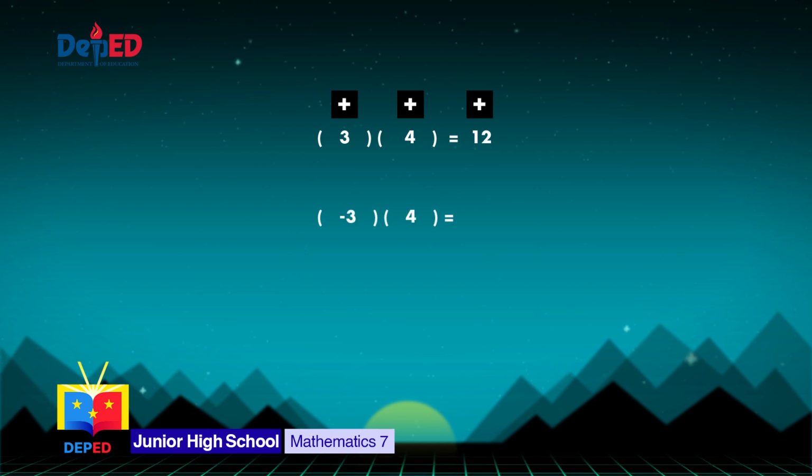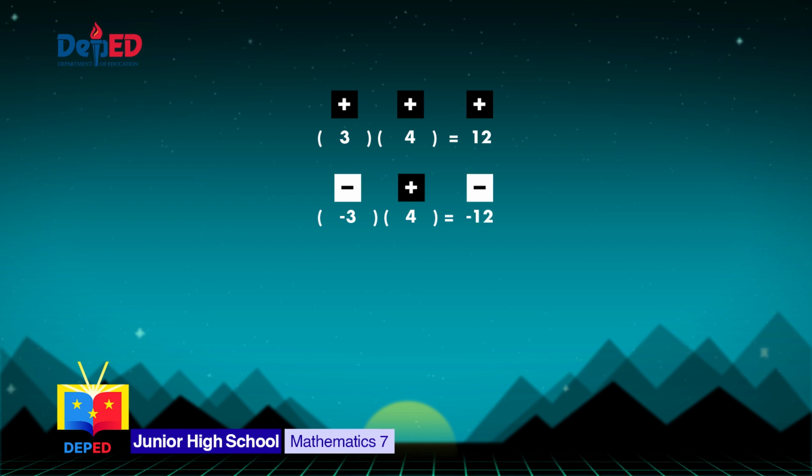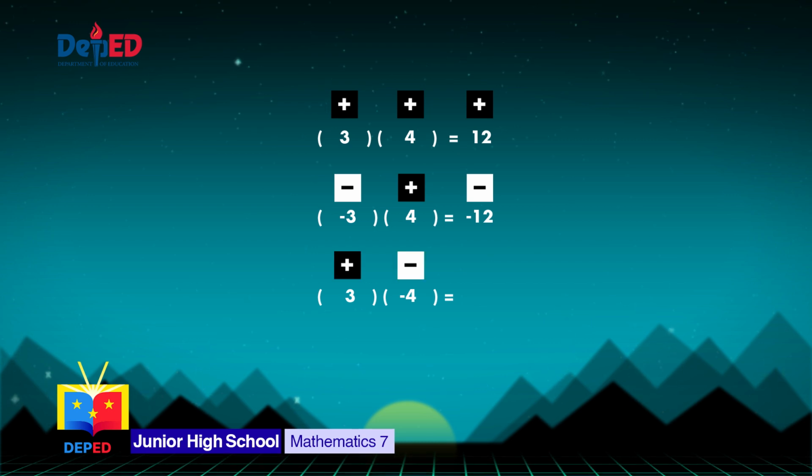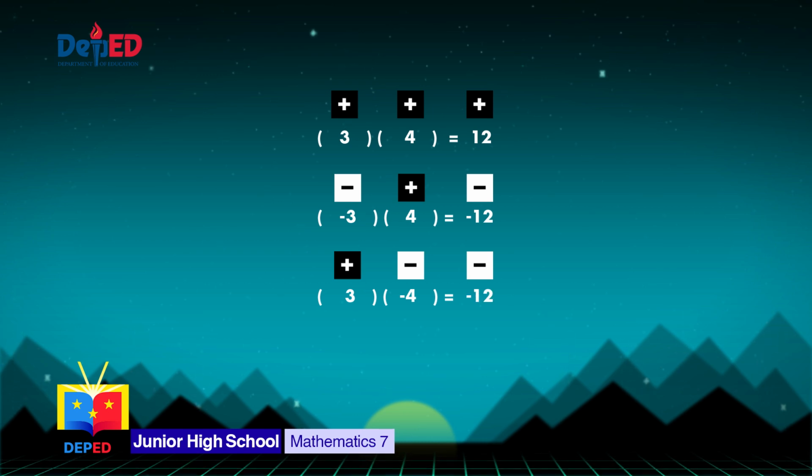How about for the second problem? 3 is negative and 4 is positive. So the product of integers with different signs is negative. Very good. Negative 3 times 4 is equal to negative 12. Next one, 3 is positive and 4 is negative. They have different signs also. So the product is negative. Perfect. 3 times negative 4 is equal to negative 12.